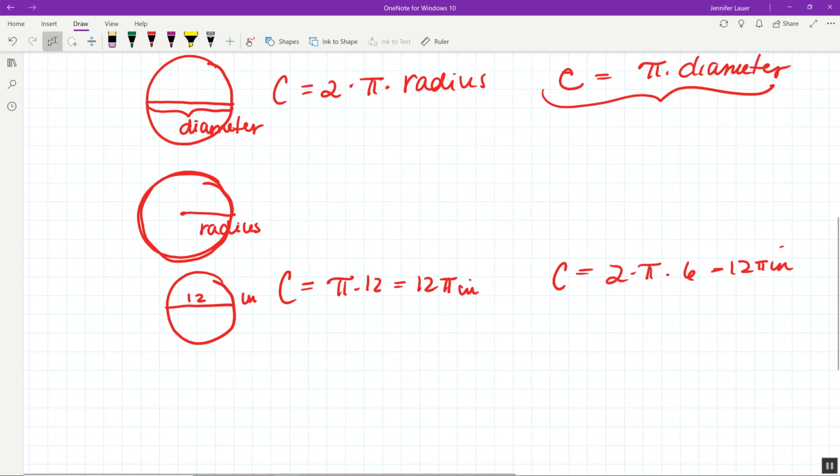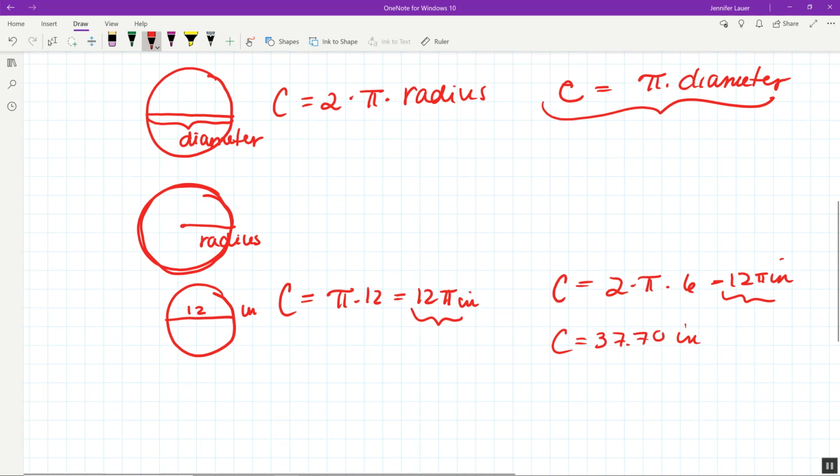Now, a lot of times they just let you leave pi in the answer. I don't mind either way. It's really up to you guys. Sometimes it gets a little complicated leaving pi in there, especially if you have to subtract certain things. So you can go onto your calculator and you can just hit the pi button. So you would just say 12 times pi, or you could do 3.14. But anyway, so this ends up being 37.70 inches. So that is circumference.